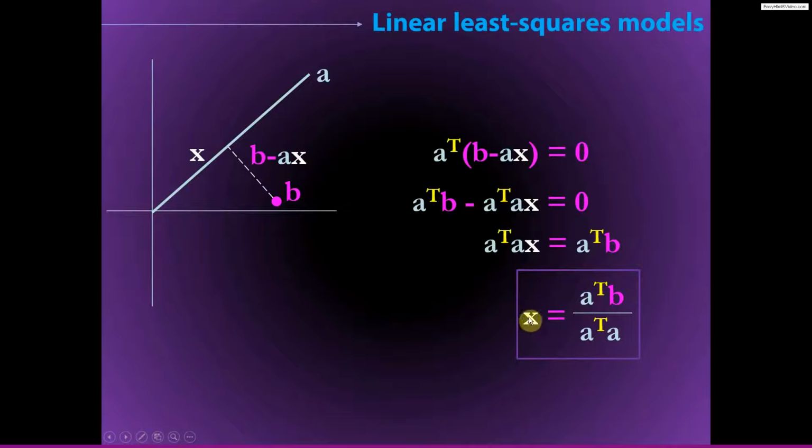Now we got x. And the interesting thing about this formula is that for any point B anywhere in this space, this is the formula to get the closest point on line A to that point B, and it doesn't matter where B is. It can be anywhere in this two-dimensional space.